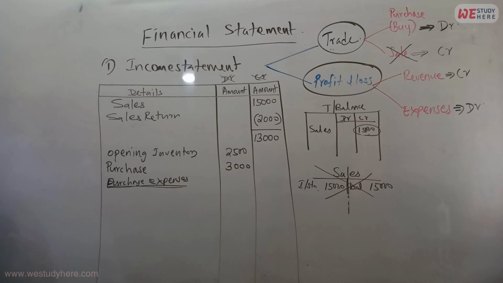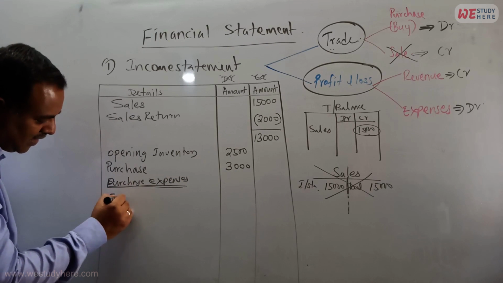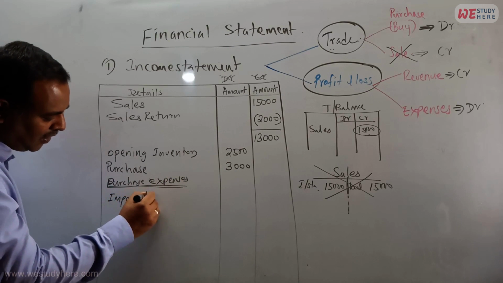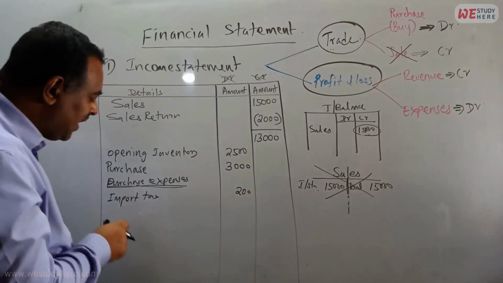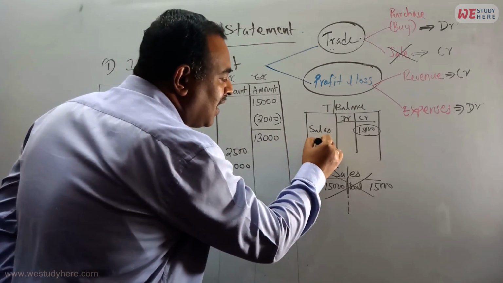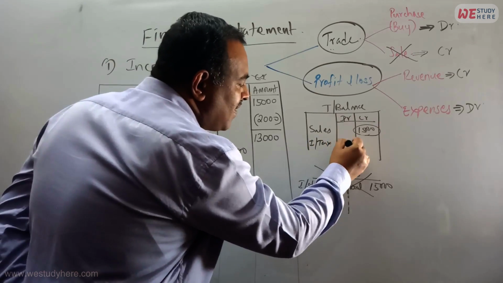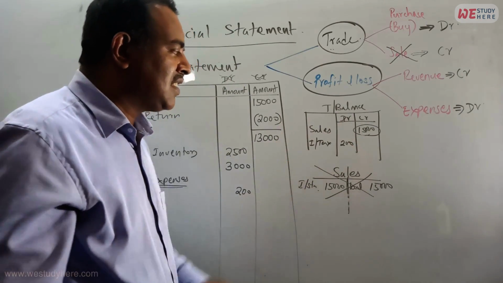Okay. Now, an example of purchase expenses: we can say import tax. Import tax, let's say $200. Basically, this import tax you can find out from the trial balance. Where will it be? Import tax will be on the debit side. If it is debit, it goes to the debit side. If it is credit, it goes to the credit side.